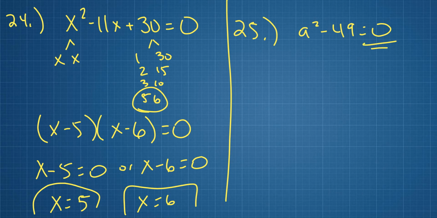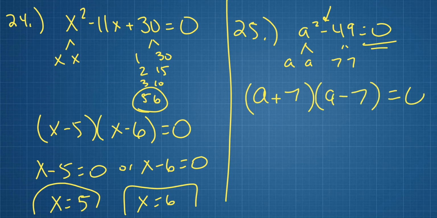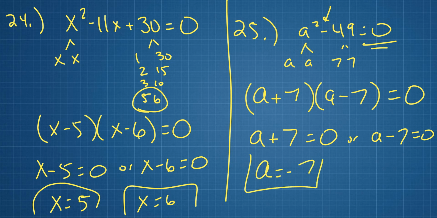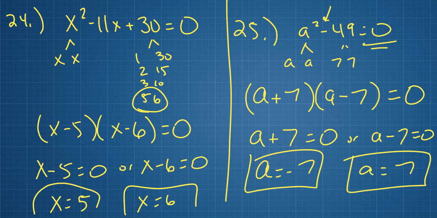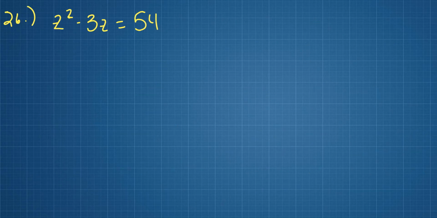So it already equals 0, so I just start factoring. Remember, there's two terms, so I hope the first one's perfect. It is. I hope the second one's perfect. It is. I hope there's a minus sign in the middle. There is. So I get to put a plus 7 in parentheses, a minus 7 in parentheses. Remember, it's equal to 0. Since it's equal to 0, I get to say a plus 7 equals 0, or a minus 7 equals 0. I subtract 7 from both sides. I get a equals negative 7. On the other one, I add 7 to both sides, so I get a is 7. Two answers. That's it.